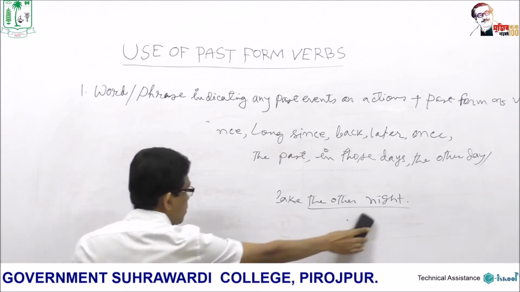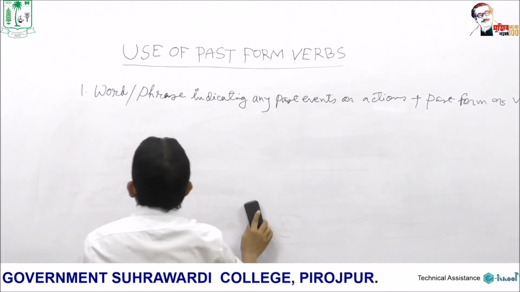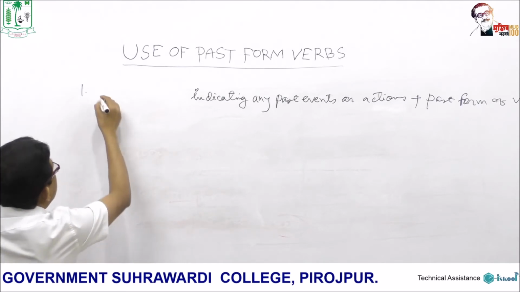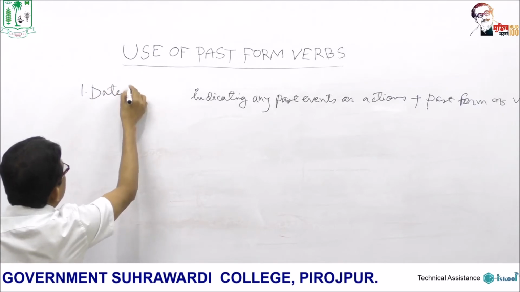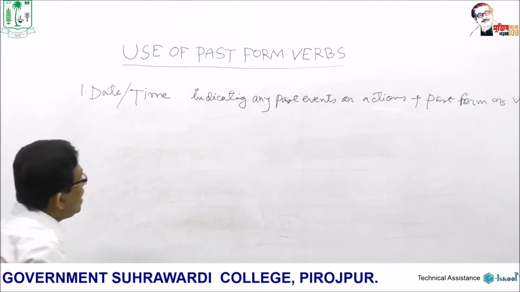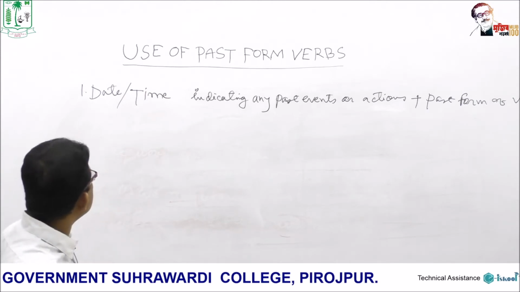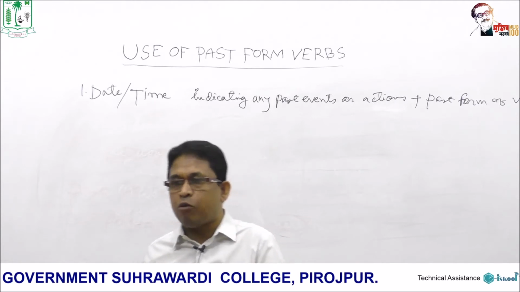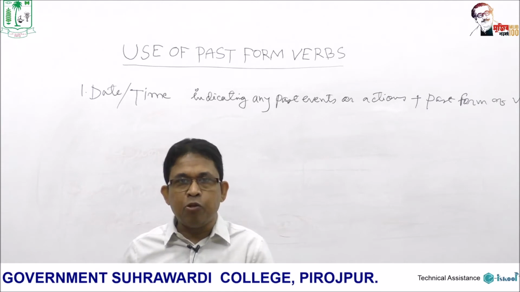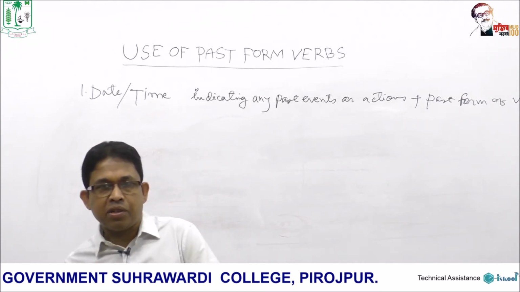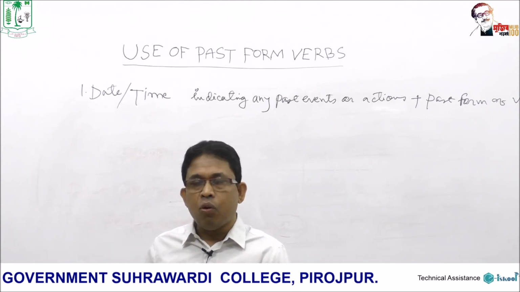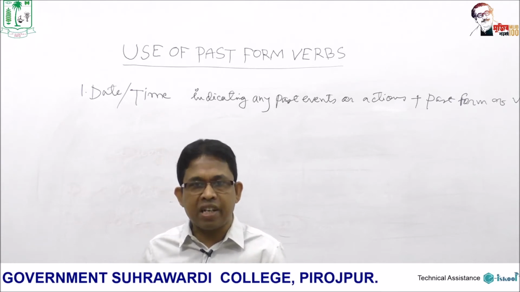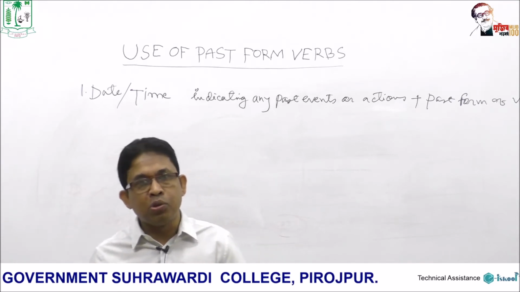Then, the second rule: date or time, indicating any past events or actions, plus past form of verbs. If you get any date or any time which has already passed, for example, any past year, or any past date, for example, in March of this year, or in 1616, or in 1919, if you get this type of past date or past time in any sentence, you are to use the past form of verbs.